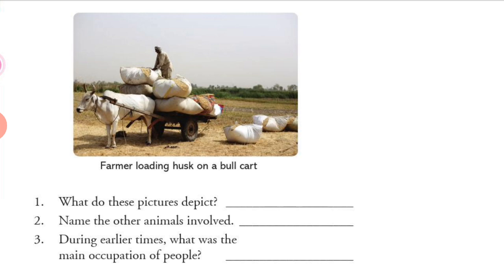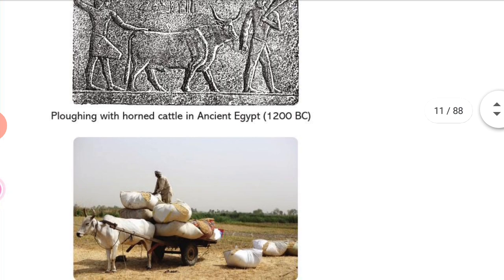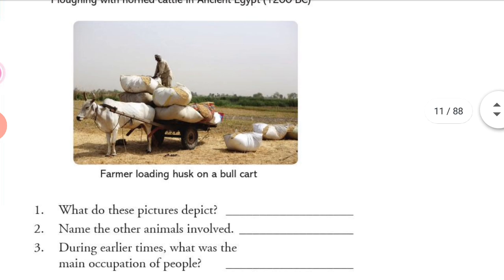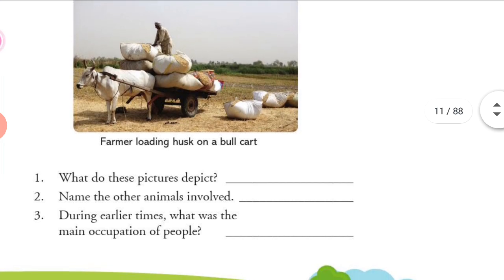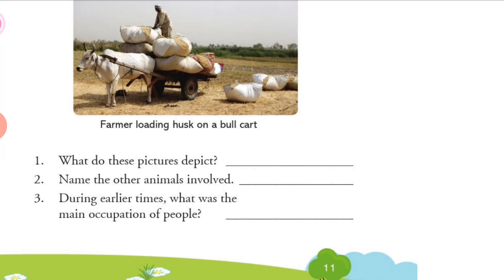Name the other animal involved. The other animal is the bull shown over there. During earlier times, what was the main occupation of the people? Obviously they were totally dependent upon agriculture.